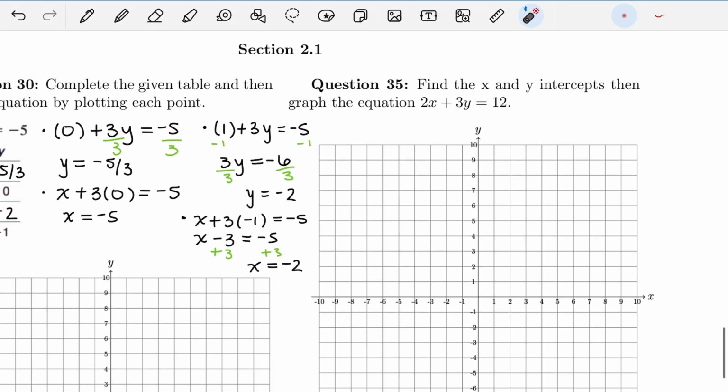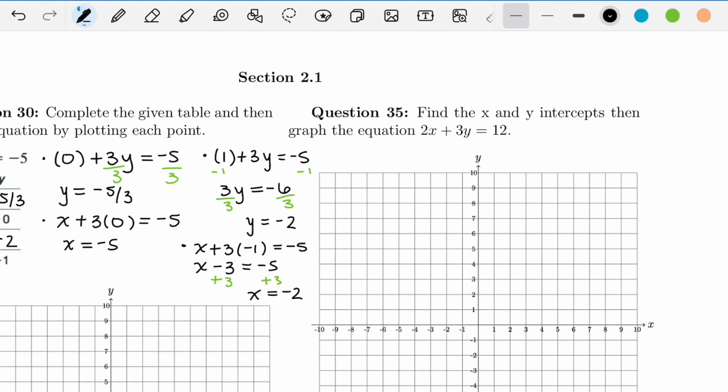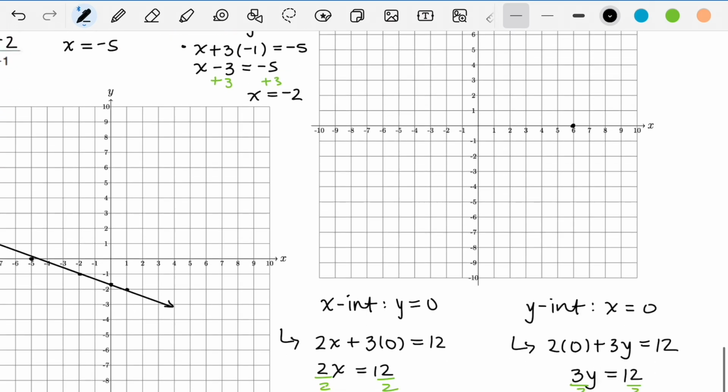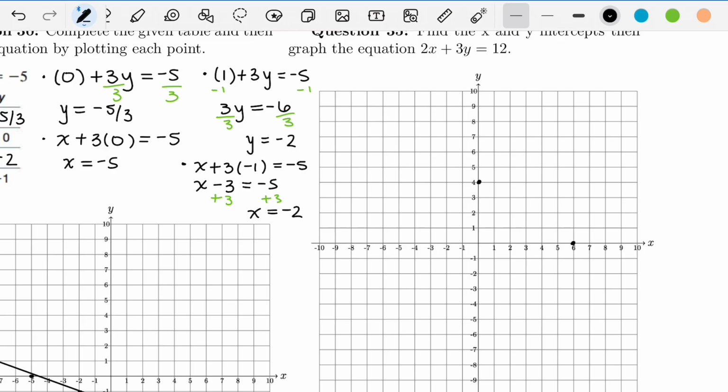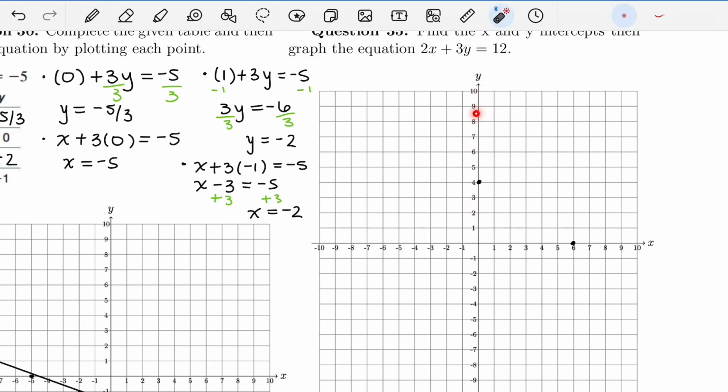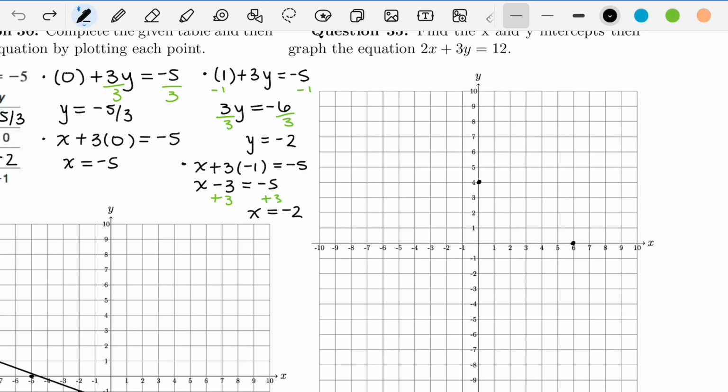So we'll plot (6, 0). So x will be 6 and y will be 0, so that'll be this point here. And for our y-intercept, we have x is 0 and y is 4, so that'll be this point here. Our y-intercept is where our graph intersects the y-axis, and our x-intercept is where our graph intersects the x-axis. So connecting these 2 points, we get a rough sketch of our graph. Let me do that a little better. So that is our graph for this equation.